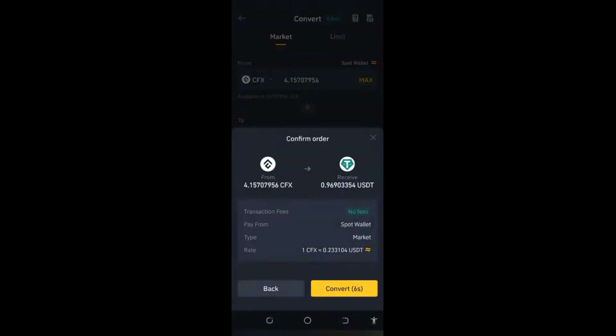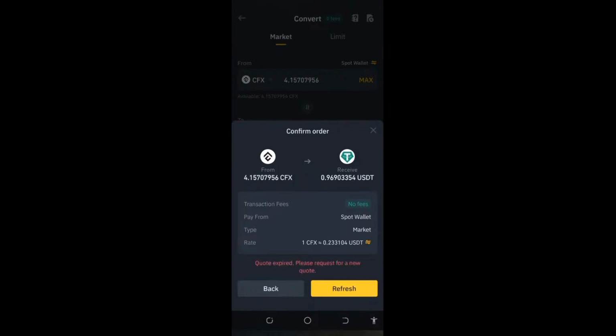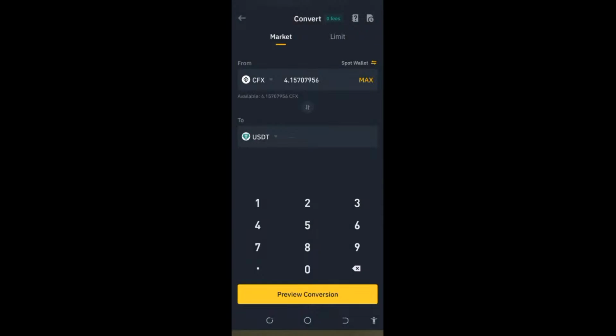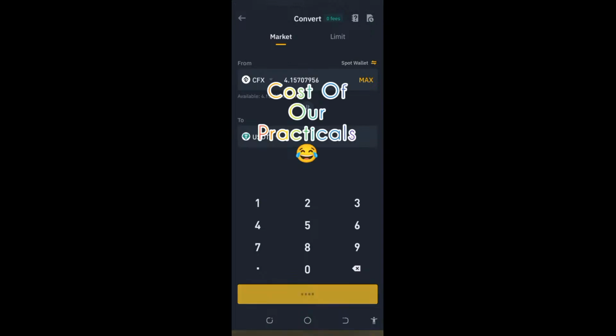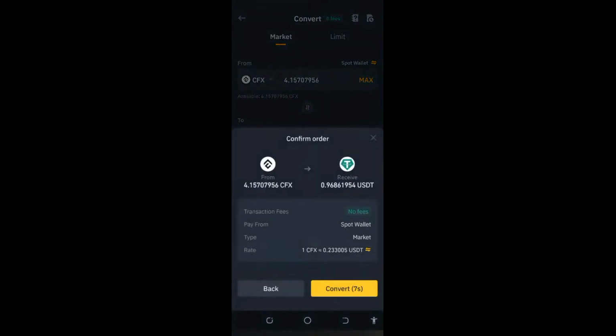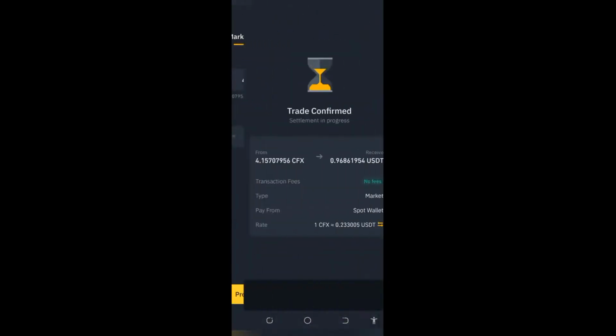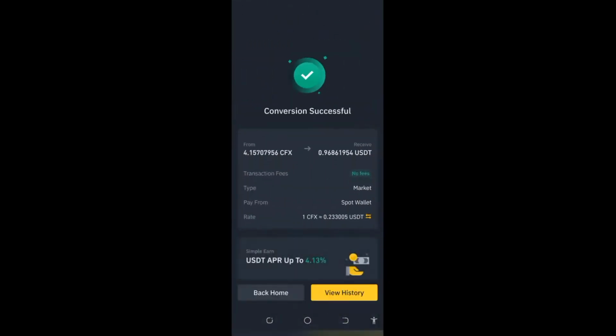I was too much in a hurry to get that back. Oh, we lost 4 cents. Is it 4 cents, or about 3 cents thereabouts. Anyways, let's just take it as the cost of our practicals. We got to learn some things. I mean, this happens. We have to learn it.